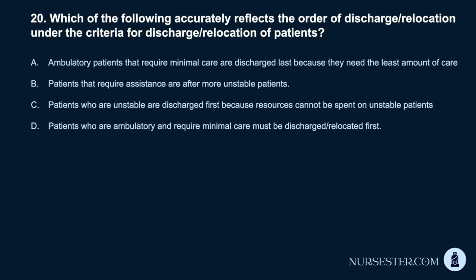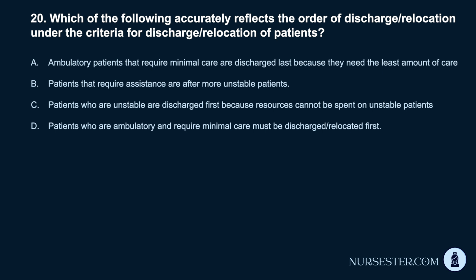20. Which of the following accurately reflects the order of discharge/relocation under the criteria for discharge/relocation of patients? A. Ambulatory patients that require minimal care are discharged last because they need the least amount of care.